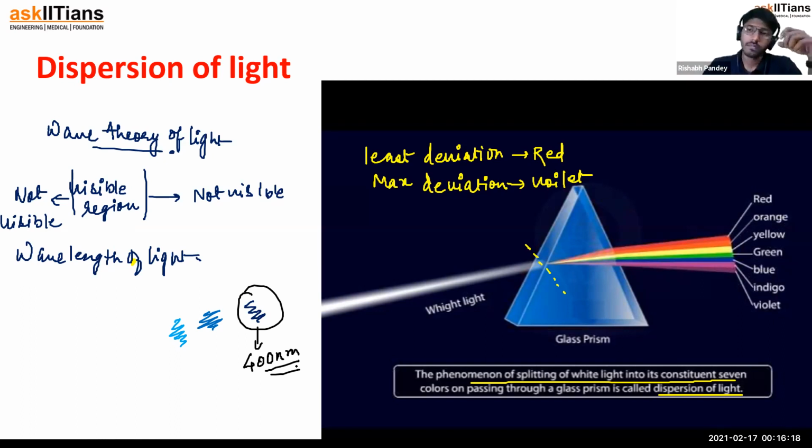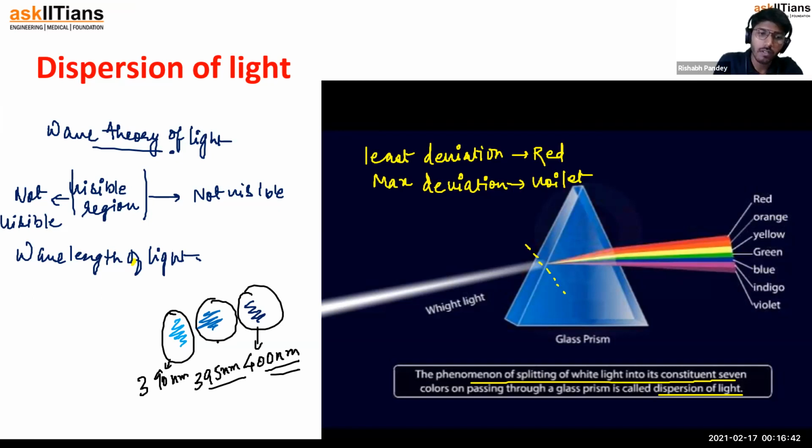If I decrease the wavelength, the color changes. Say I decrease it to 395 nanometer, the color will change. Although it will remain blue, it will be a bit lighter shade of blue. And then if I decrease it again to 390 nanometers, this is the 390 nanometer and this is the 395 nanometer. The point is that if I change the wavelength even by 1 nanometer, the shade of the color changes.